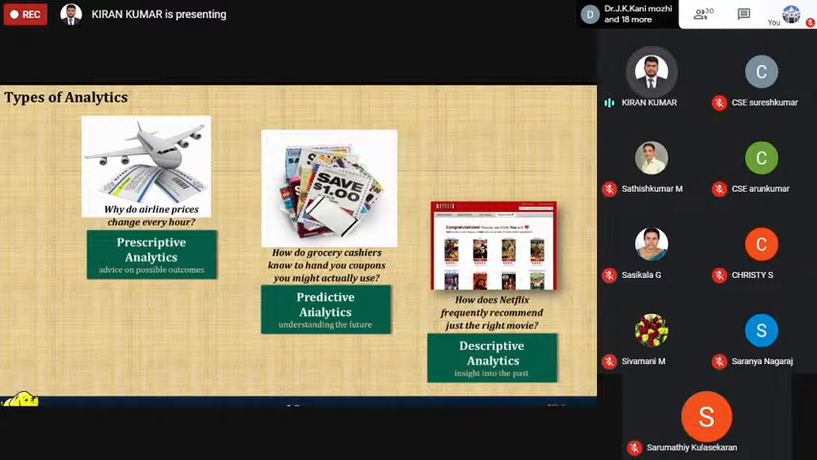So this is one example of how grocery cashiers know which coupon to hand over, which you might actually use. Sometimes we have different types of coupons. If you are working in the industry or in some other IT sector, they give different coupons because they have a kind of tie-up with the industries. So obviously we use the coupons, and the coupons will be redeemed at a suitable time.